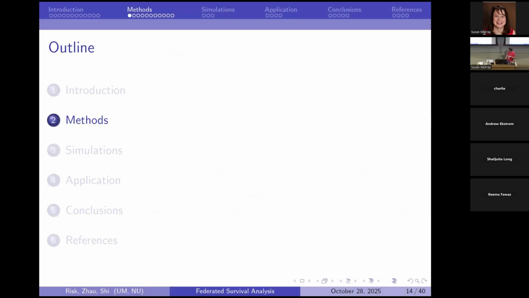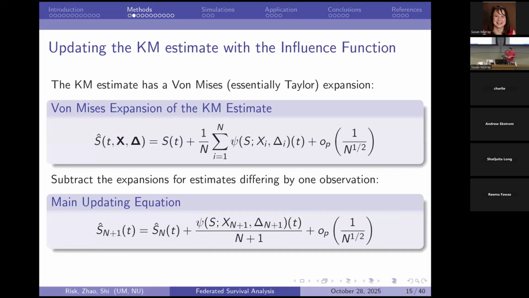Okay, so now introducing methods. That was a really long introduction. I think it was important to give people a good idea of the intuition that we're working with here. So our basic idea is we want to use the influence function to update a Kaplan-Meier curve.